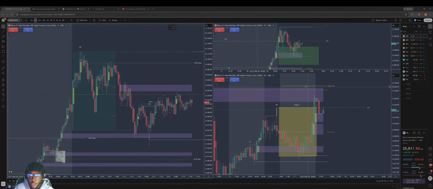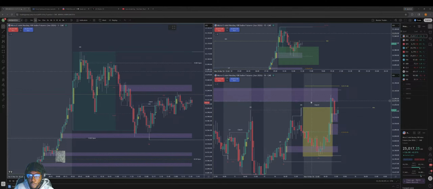We hit a zone right here. So on my 1 hour time frame, I have these zones marked out. This is to show gaps in price, right? Price likes to return back to gaps in the price. Price likes to return back to these gaps.